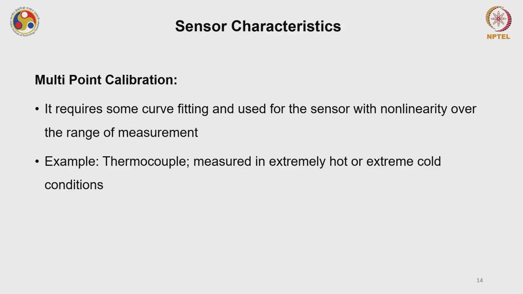Temperature sensors can be calibrated with an ice bath and boiled water. One you know is around 0 degrees Celsius and another around 100 degrees Celsius. So you know low and high. These 2 points are sufficient for calibration of this kind of system. Then you have more complex calibration systems where you actually need multi-point calibration. It requires some curve fitting and is used for sensors with non-linearity over the range of measurement. Thermocouple is one important example which needs multi-point calibration.